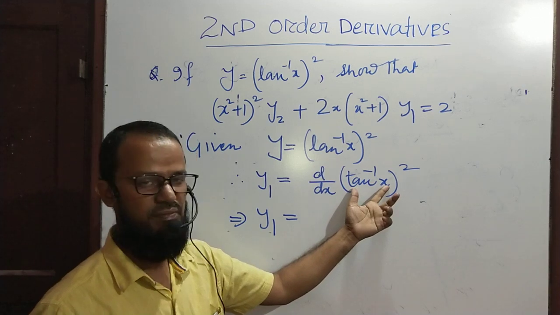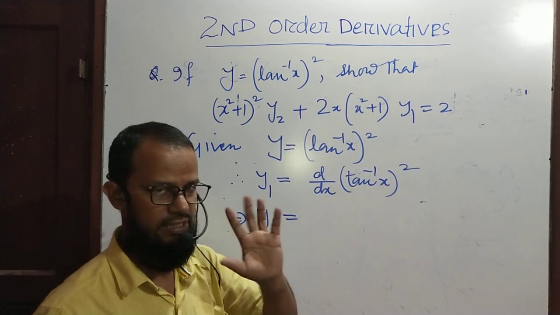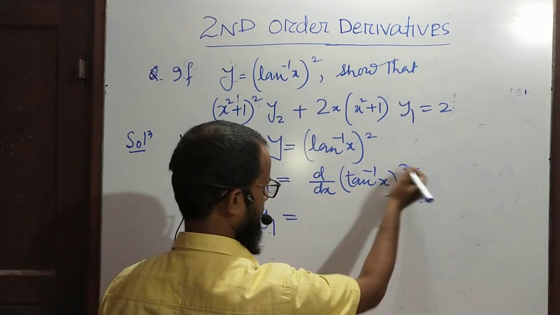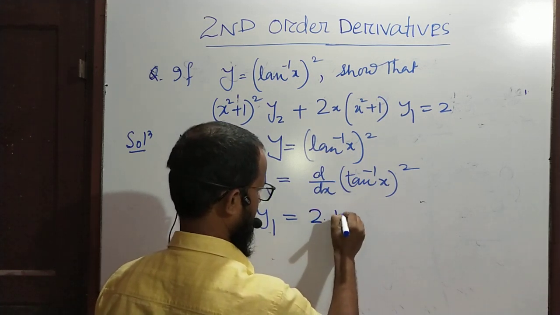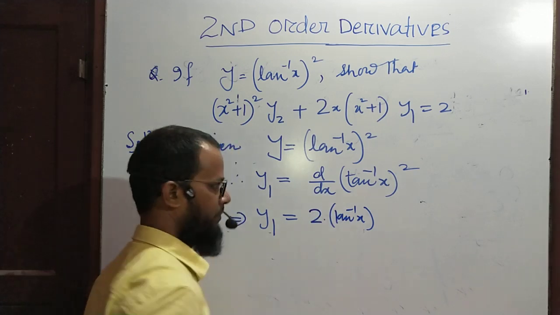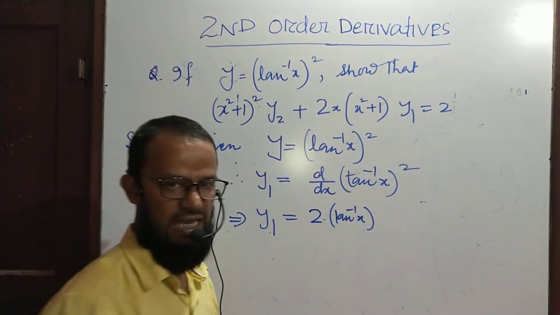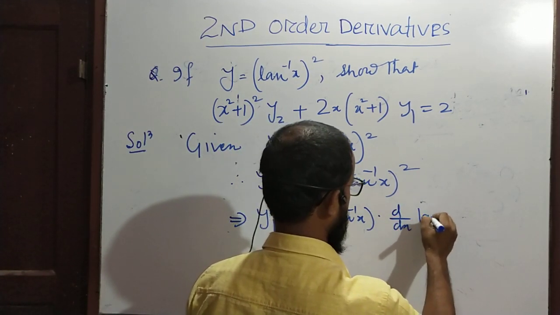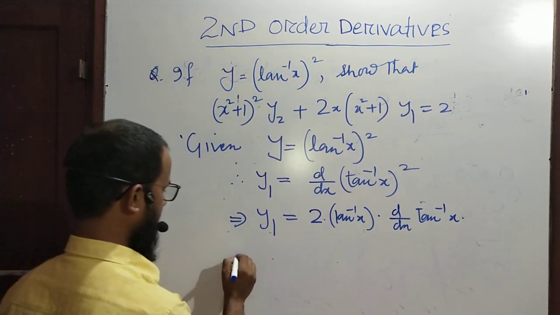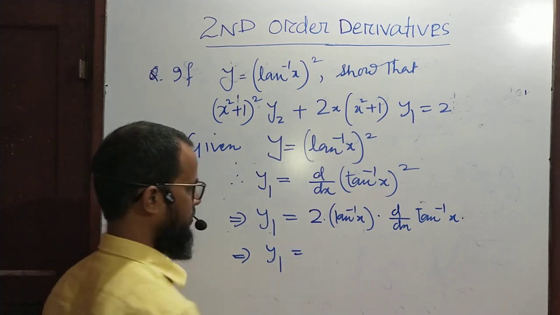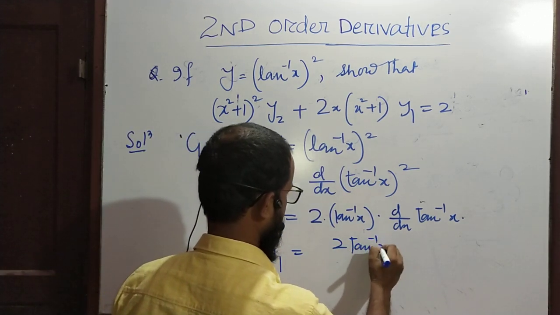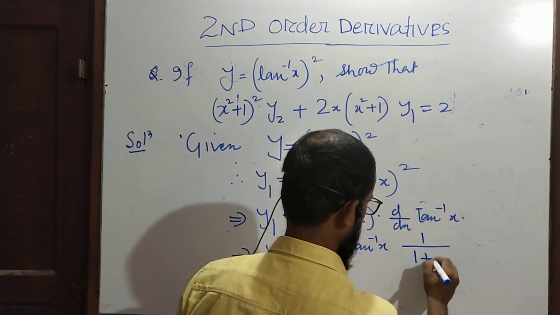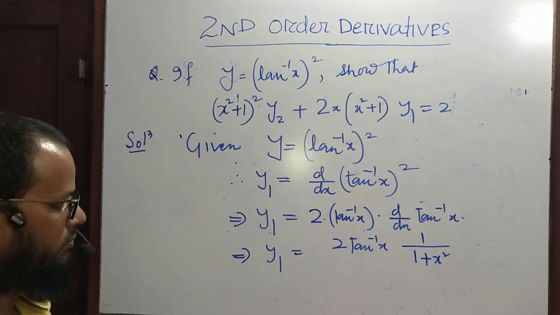So you imagine that tan inverse x is, say, x. Then it will be of the type x square, and d/dx of x square is equal to twice x, so 2 into tan inverse x. And since tan inverse x, we imagine as x, it is not x, it is other than x, so again take the derivative of tan inverse x. Then you get y1 is equal to 2 into tan inverse x, and we know that d/dx of tan inverse x is equal to 1 by 1 plus x square. Okay, we know this.